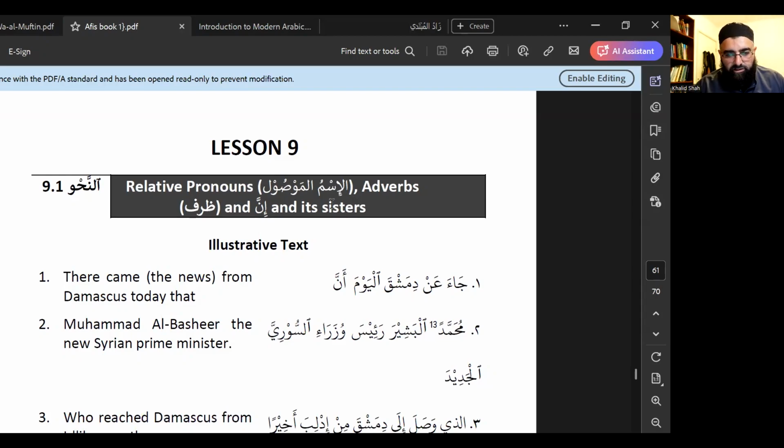Welcome to lesson 9. The syntax lesson for today in Nahu is relative pronouns, al-ism al-mawsul, adverbs, zarf, and inna and its sisters.